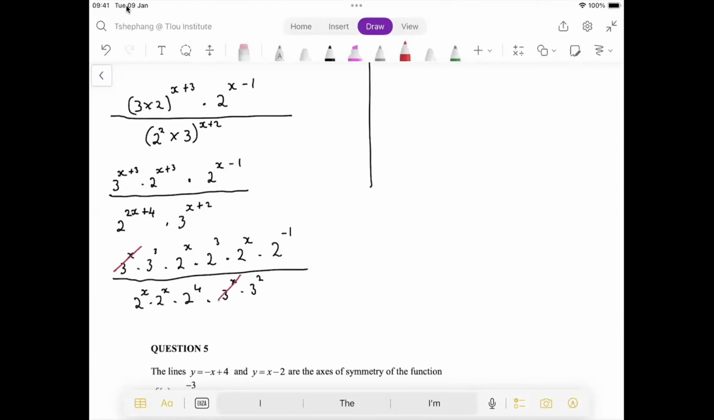This and that. Anything else? 2 to the x, 2 to the x. Now, is there anything else? Yes, 3 to the 3 and 3 to the 2, right? So this and that just means I'm left with a 3 up there.